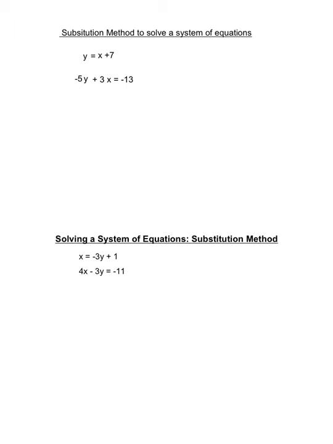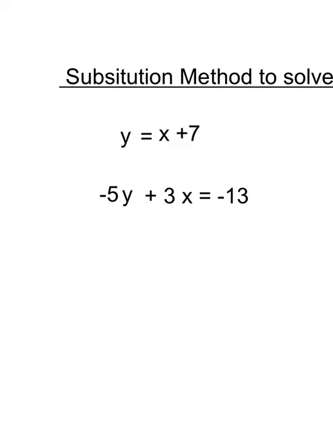Before, we did the equal values method, where the two equations are both in that y equals format, and you can make the equations equal to each other. But now, only one of the equations is in that y equals format, and the other equation is not. It's called standard form. So what we're going to do is substitute. We're going to take what this particular equation is telling us that y equals. I know that y equals x plus 7.